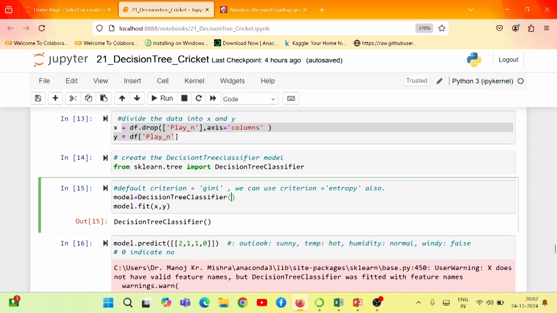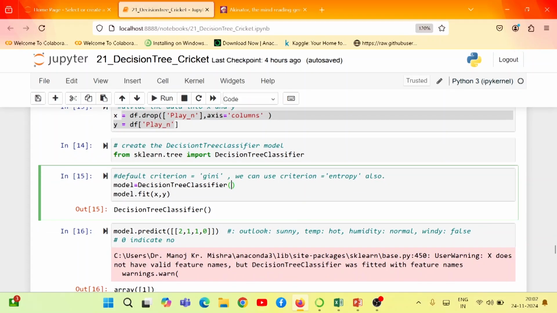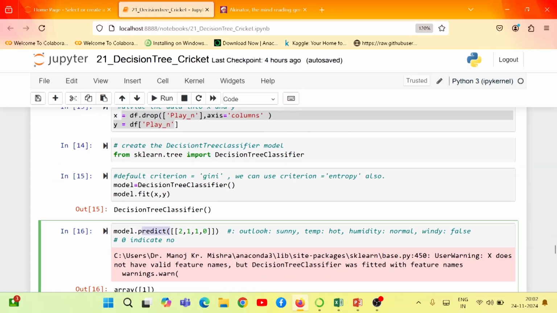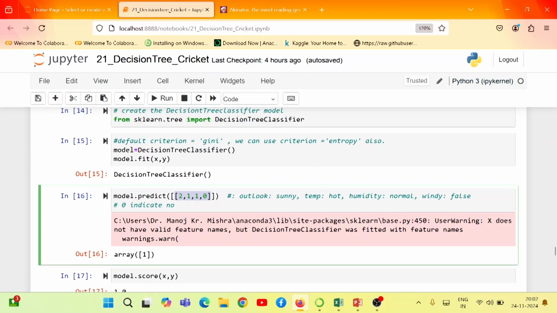Now we can also make predictions using this model. My model has been trained, so now we can perform a prediction. For example, we want to know if playing cricket is possible or not if the weather conditions are given like this: outlook is sunny, temperature is hot, humidity is normal, windy is false. The numerical value of that is this much. If you give this value to the model for prediction, the outcome is 1. It simply means that for the given condition, there is a chance of playing cricket.